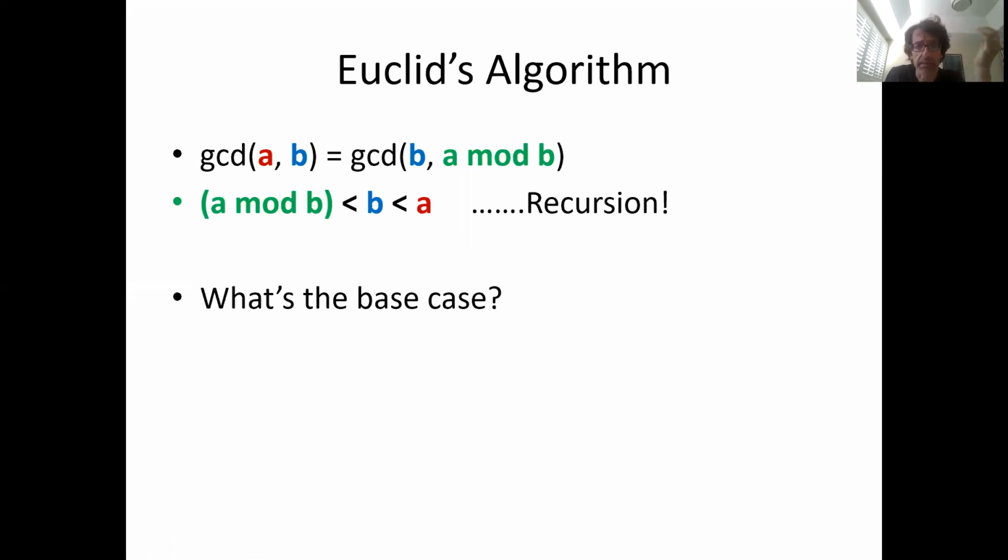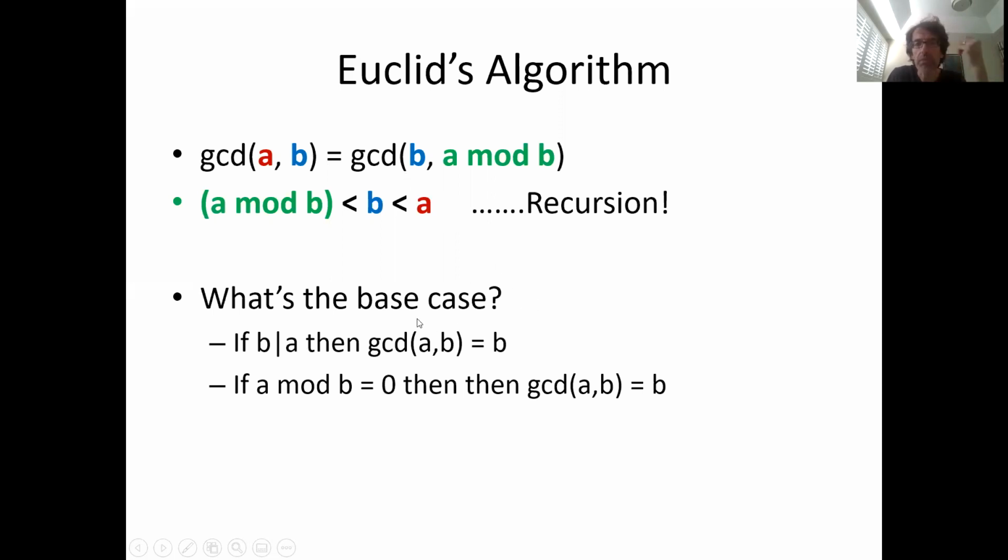But actually, what's the base case? We specified the recursion step, but we didn't yet set it. At some point you must stop, right? What do you answer at that point? Well, there are different ways you can do it, but here is an easy one. If you start with numbers such that B is a divisor of A, then you answer that the greatest common divisor of A and B is B. True enough, right?